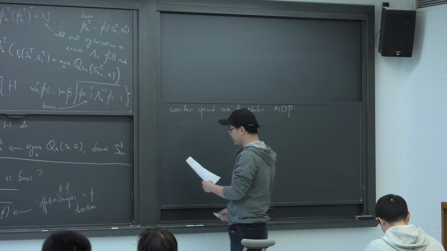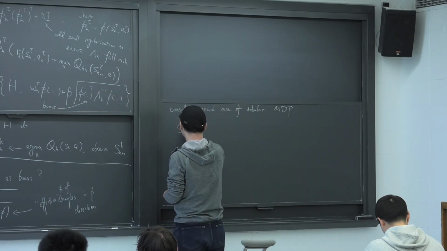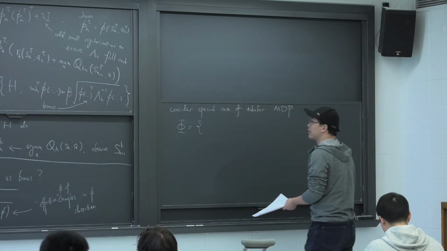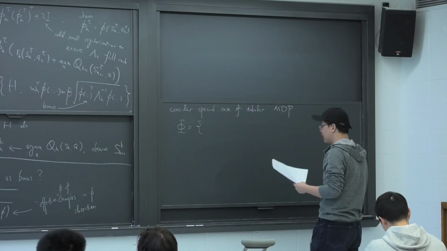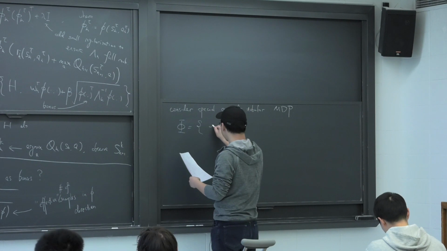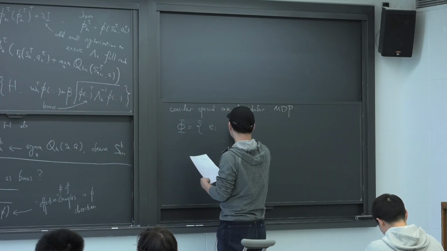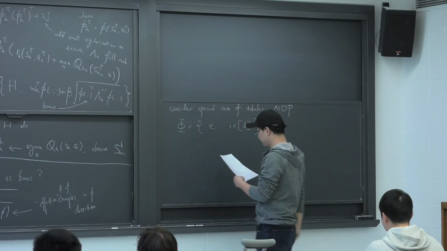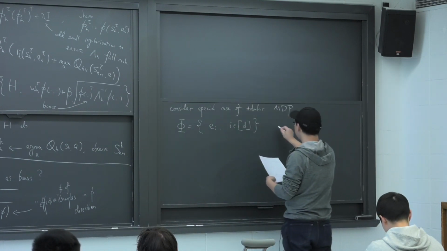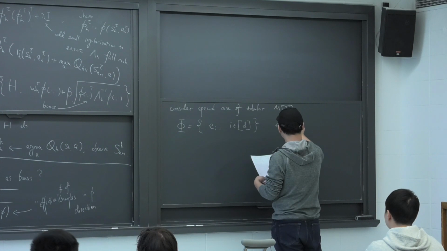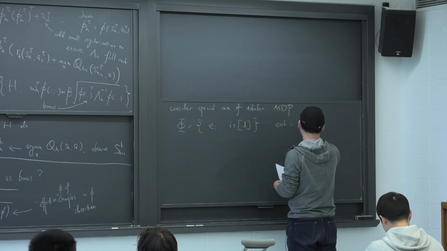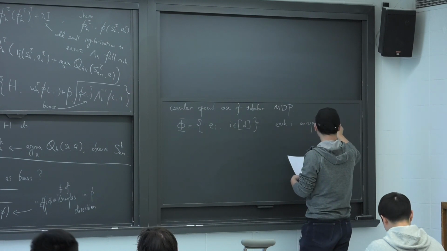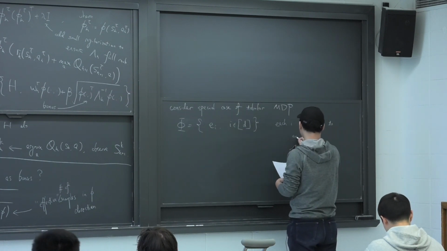In the tabular MDP, we know the feature space, this capital phi, essentially all the possible linear feature vectors. What we have is just the e_i, the basis vector where i is from 1 to d. And in this case, each i corresponds to an SA pair.